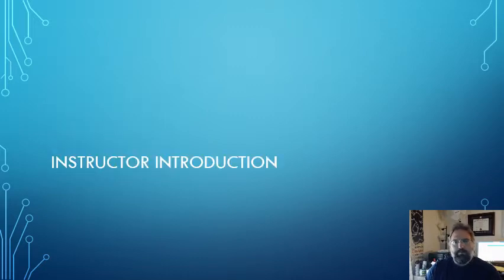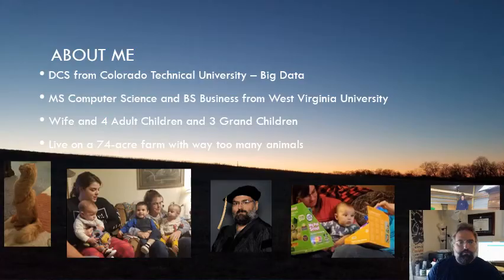So first, a little bit about me. You may have watched my welcome video. If not, no worries. Briefly, my name again is Dr. Alan Dennis. I have a doctorate in computer science from Colorado Technical University. My concentration was in advanced or big data analytics. My master's is in computer science, and my business degree was from West Virginia University, as well as my master's.